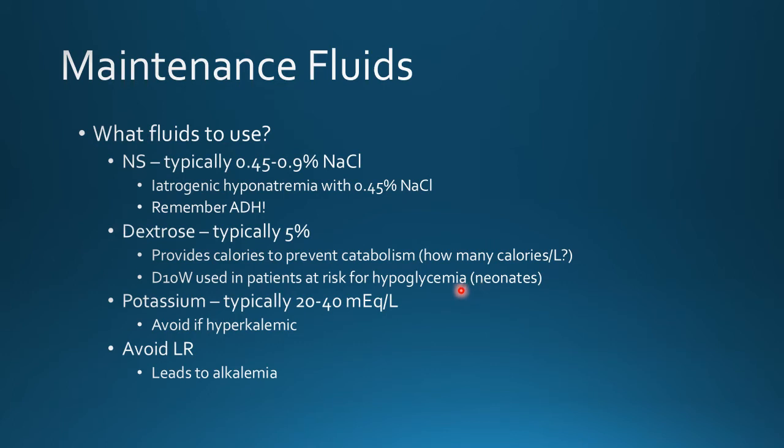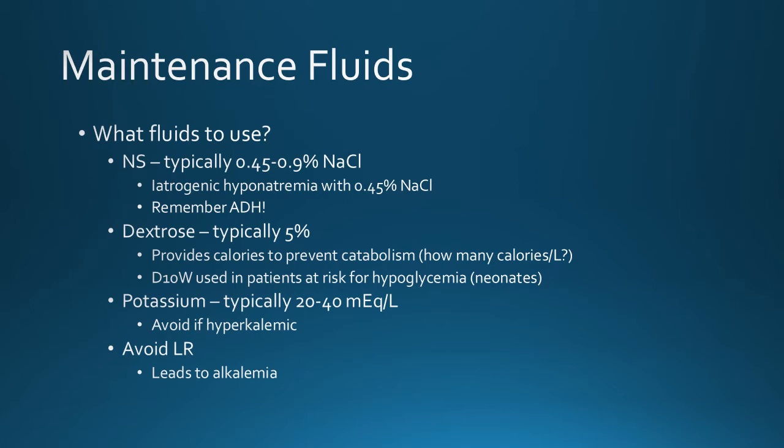And more frequently in neonates, we'll use a lot of D10 for those patients because they are higher risk for having hypoglycemia. So that's one thing to note there. Anyway, other additives you might have, like for potassium, typically 20 to 40 milliequivalents per liter. Obviously, if they're already hyperkalemic, you don't want to give any more. You want them to get back down to a normal range for you to add that in.